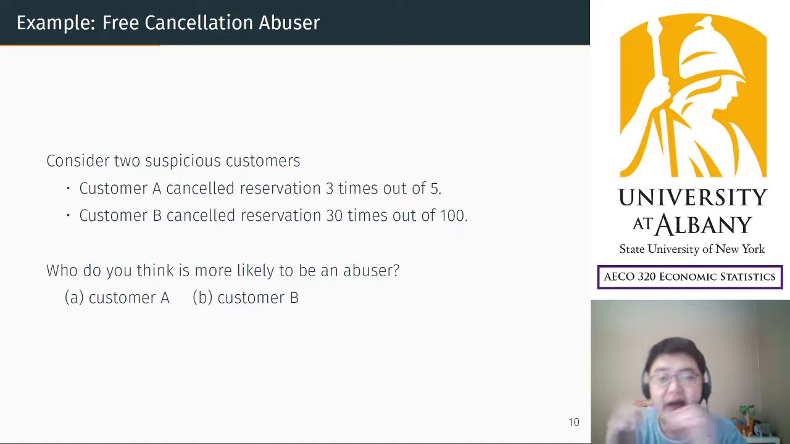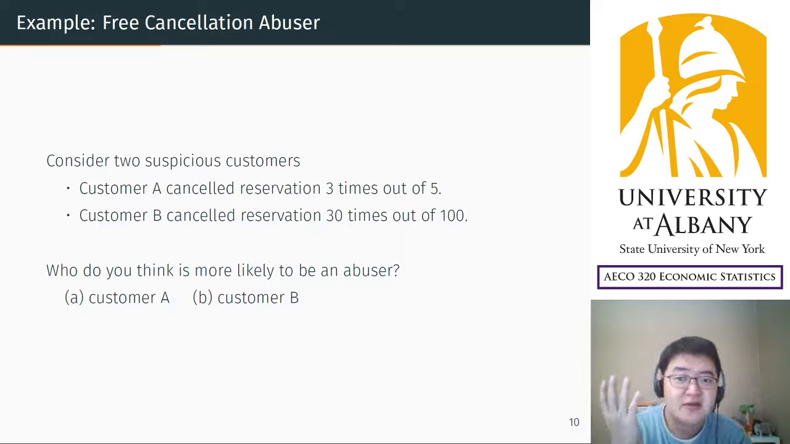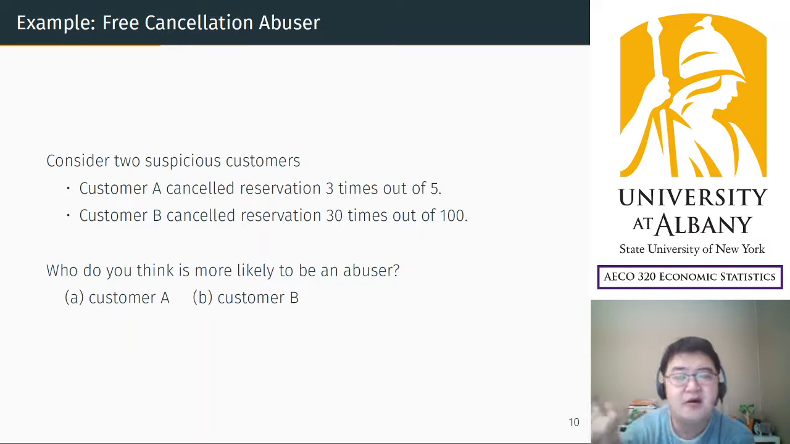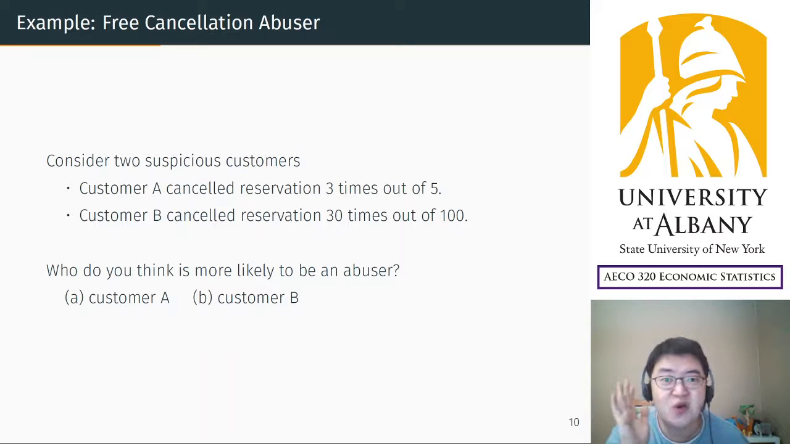Typically, I understand a natural way of thinking is to think like this. Customer A canceled 60% of reservations, and customer B canceled 30% of his reservations. So 60% and 30%. So customer A canceled reservations more frequently, so customer A is more likely to be an abuser. That's one rationale, which makes sense. But let me show you a totally different way to think about this problem.